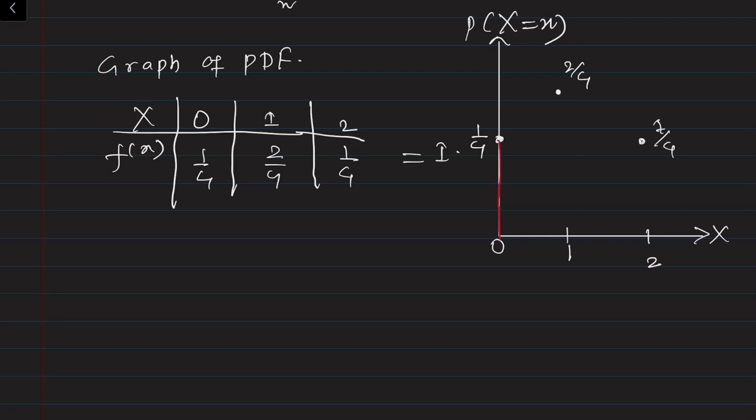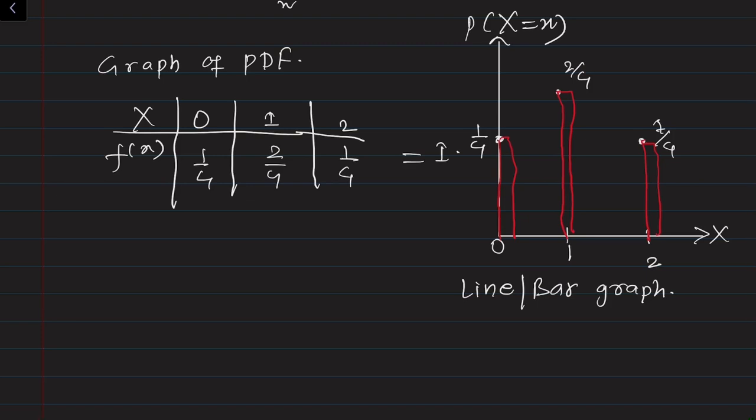So this is how we can connect. You can also draw the bar. So you can draw like this. Or you can simply drop a vertical line on the x-axis. But you should not join these points. These are discrete. This is not continuous, so please keep this in mind. You should not join these points. So the graph in discrete is simply a line or bar graph.